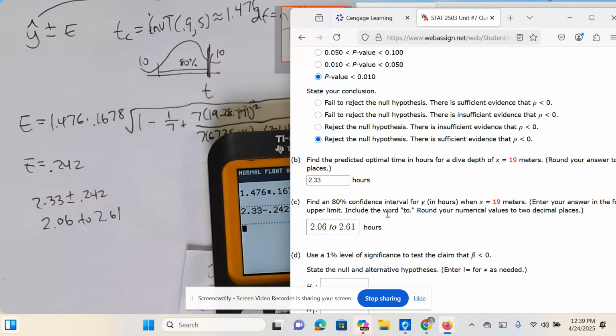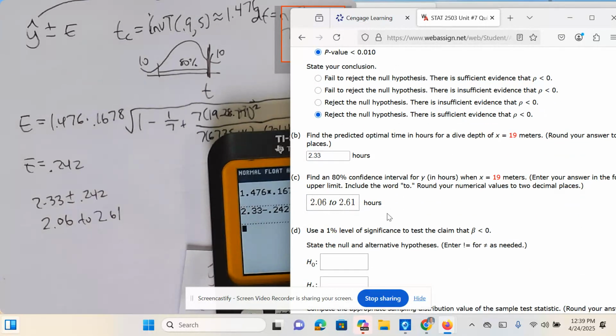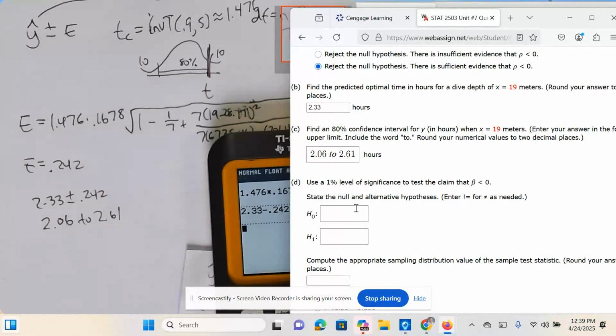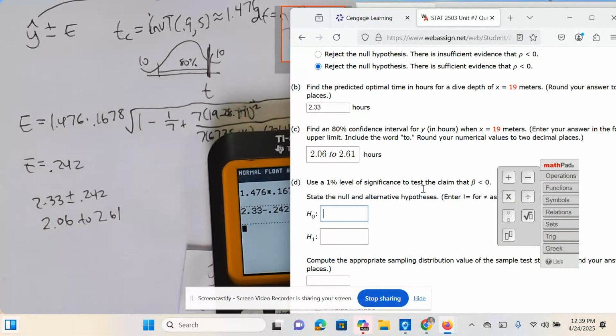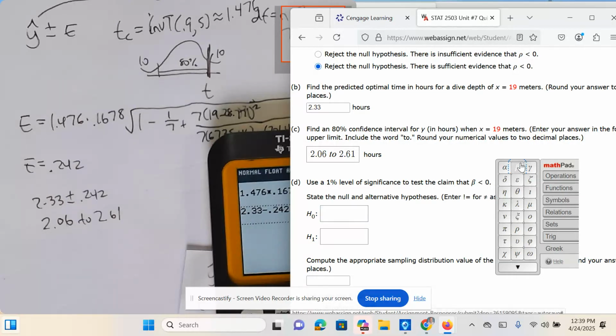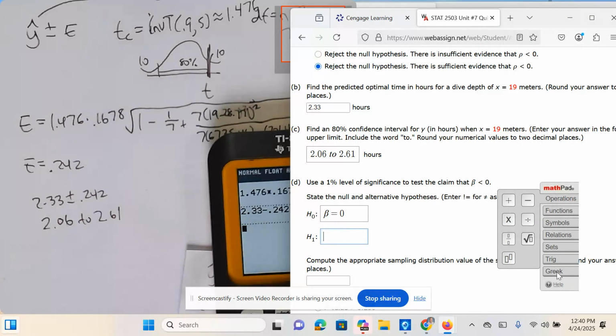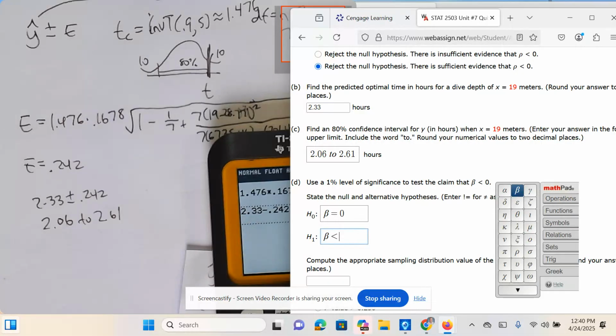The only problem with this, I did not teach that, but I had to add that to be able to do this problem. Use a 1% level of significance to test the claim that beta is less than 0. So I'm going to go to Greek. Beta equals 0. And what am I trying to prove? Greek beta is less than 0.